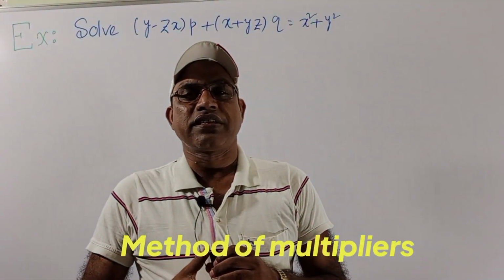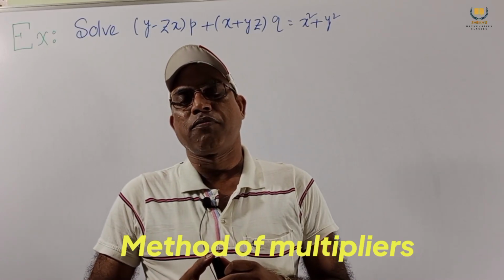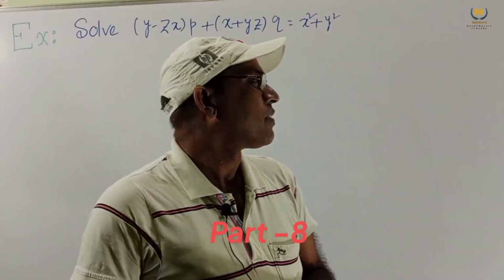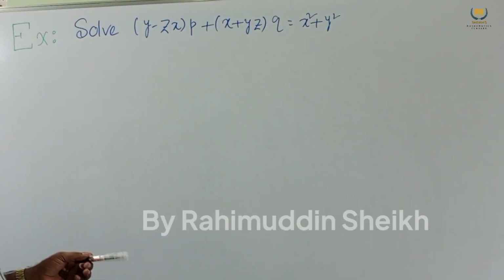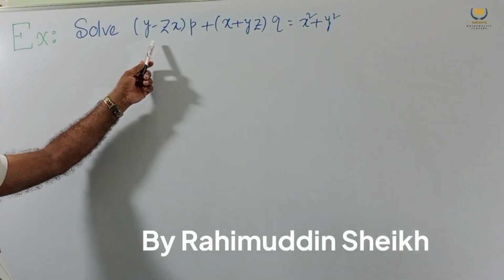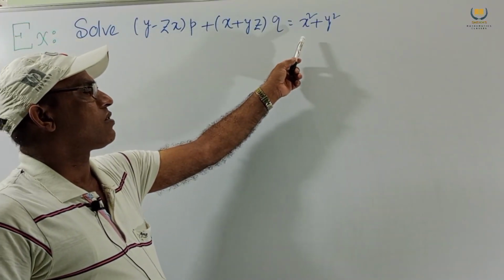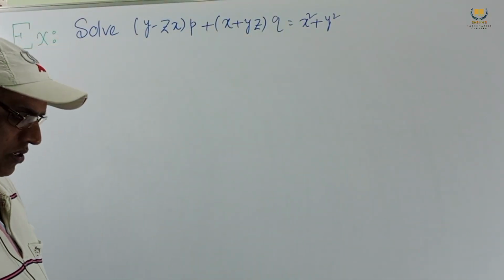So, we discuss some problems about method of Lagrange multipliers of first order linear partial differential equation. So, we consider the remaining problems. Solve (y - zx)p + (x + yz)q = x² + y².